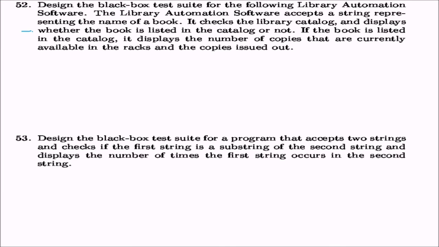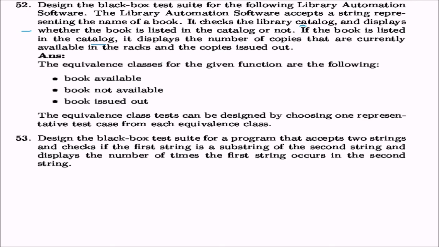52. Design a black box test suite for the following library automation software. The library automation software accepts a string representing the name of the book. It checks the library catalog and displays whether the book is listed in the catalog or not. If the book is listed in the catalog, it displays the number of copies currently available in the racks and the copies issued out. The equivalence classes would be book available, book not available, and book issued out.